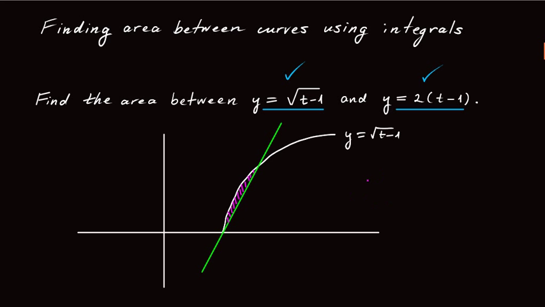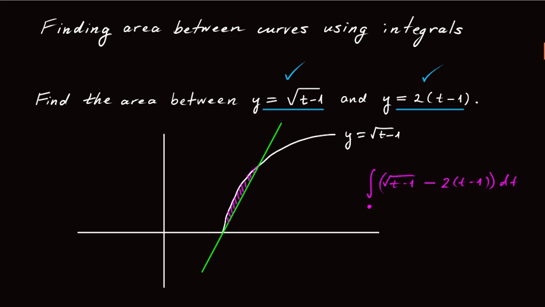And so that's going to be an integral. In this case, the function that's on top along this interval is the square root of t minus 1. So that goes first. Then I subtract from that the other function, 2 times t minus 1. And then I do dt.